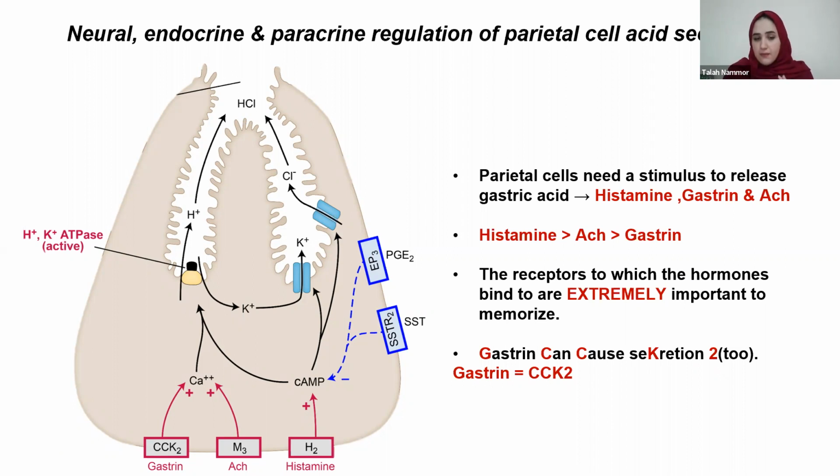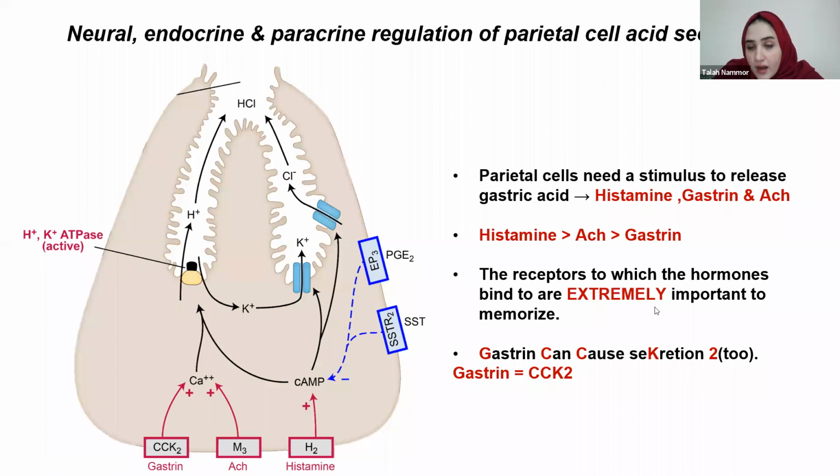I'll take it step by step. I'll start with histamine, and then we can go to gastrin and acetylcholine. But I want you to know, guys, that all of those three hormones cause the release of HCl. But histamine is the strongest of them all. What does this mean? This means that if we only have histamine, and we don't have gastrin or acetylcholine, we're going to secrete HCl because it's the strongest, okay?